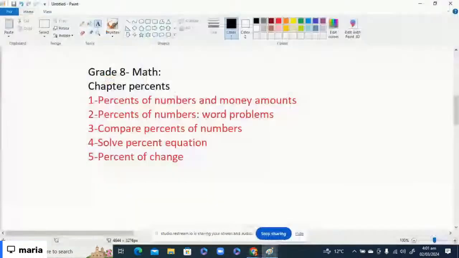So, here today we will discuss grade 8 maths. The chapter name is percent, and here are the names of the lessons. The first lesson is percent of a number and money amounts. Then percent of a number word problems. Then compare the percent of numbers, solve the percent equation, and percent of change. Alright, so let's get started from here.